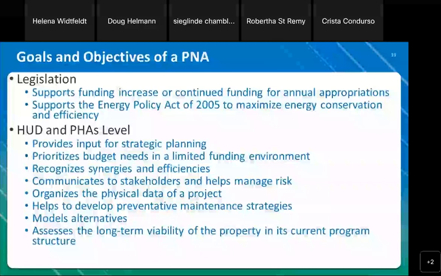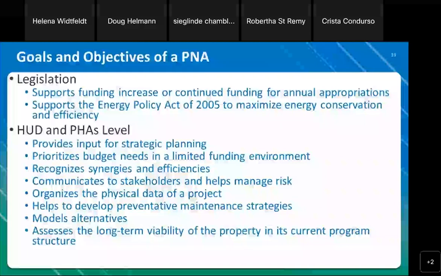So we want to be able to help not only legislatively, but also at the HUD level to fight for those resources, and at the authority level to give us the resources that we need. So again, it's about strategic planning inputs, being able to prioritize your funding needs in your limited funding environment, and to find alternative resources to fill the gaps.